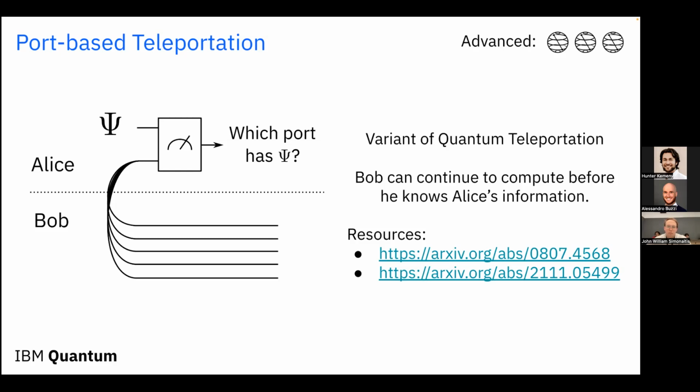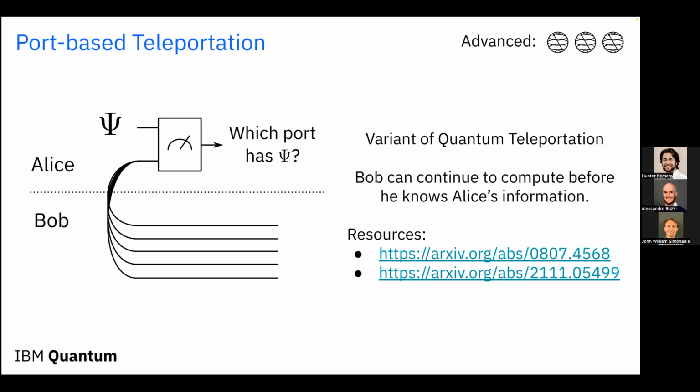So Alice and Bob start by sharing an EPR pair, an entangled state. Alice performs a measurement that takes her copy of the state that she wants to transmit and measures it together with her half of this entangled state. And this will result in classical data that she can then send to Bob, who can then correct his quantum state and obtain the quantum state that Alice initially had. So that's the basic idea.